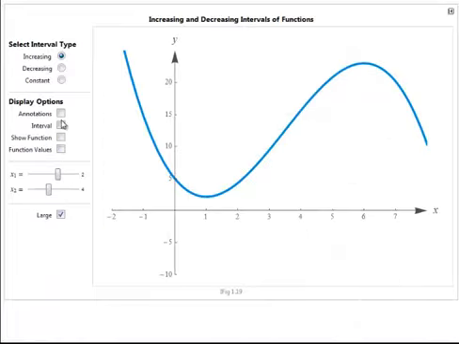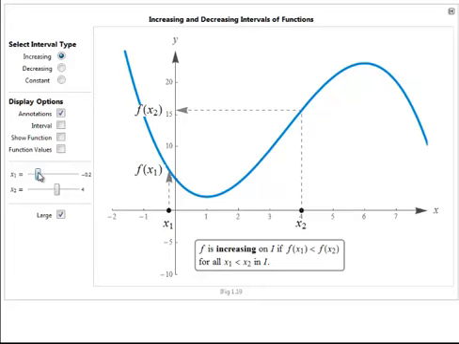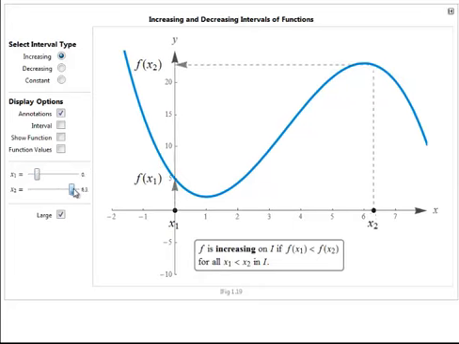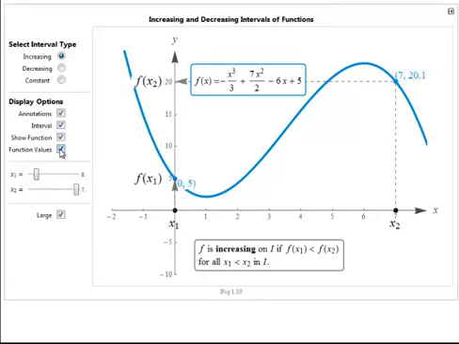This figure shows 3 functions. The first is an increasing function. By moving the x sub 1 and x sub 2 sliders, we can see the shape of the function. When both x sub 1 and x sub 2 are within the increasing interval of the function, we will show the interval on the x-axis. Also, the function is shown and the functional values are shown.